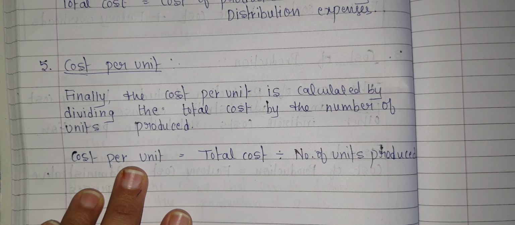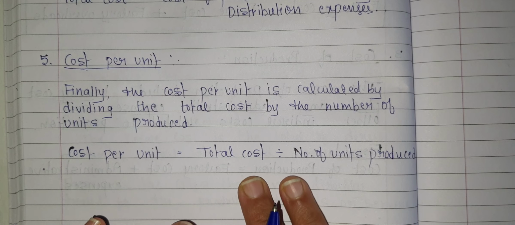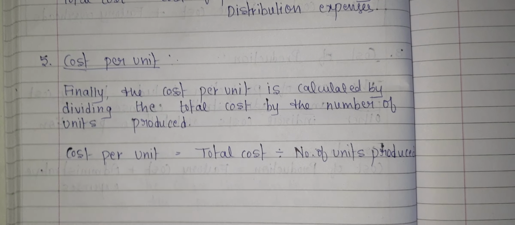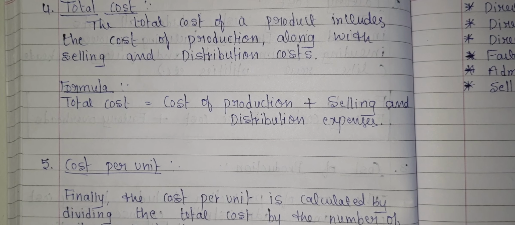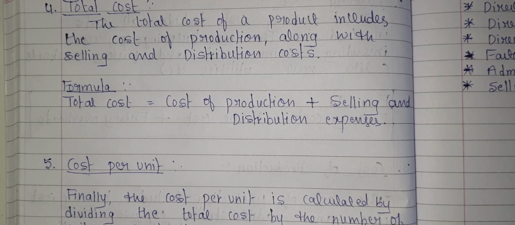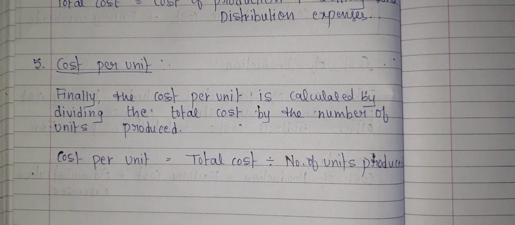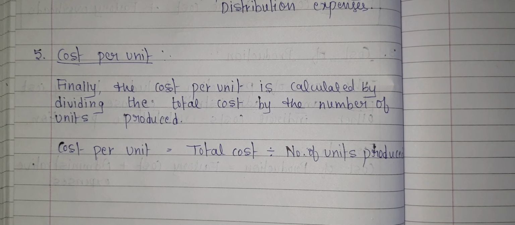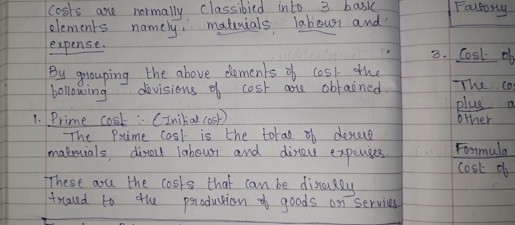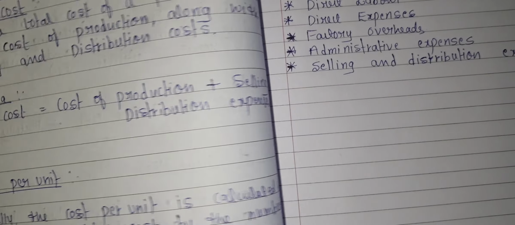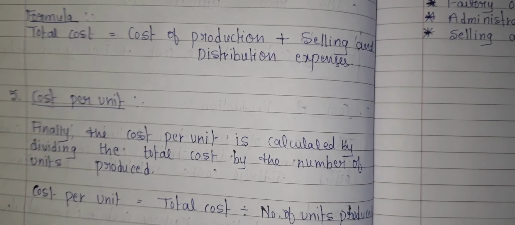So what is the formula of cost per unit? Total cost divided by number of units produced. Total cost means what? Cost of production plus selling and distribution expenses. Clear? So cost per unit means we have to divide the total cost by the number of units produced. So these are the elements of cost sheet. First one is prime cost, second one is factory cost, third one is cost of production, fourth one is total cost and fifth one is cost per unit.